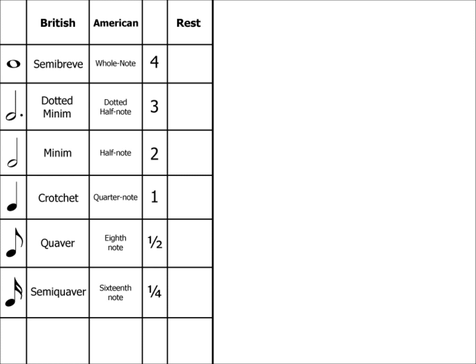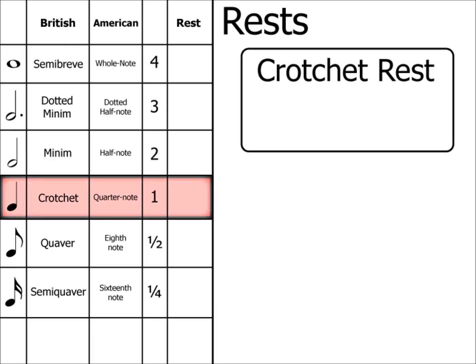Finally, let's have a look at rests. A rest is a symbol that tells the musician to stop playing for a specific time or value. For example, perhaps a composer of a piece for clarinet and piano wants the clarinet to stop playing for the value of a crotchet, or maybe even an entire bar. Music contains symbols which represent silence for a specific value. The rest symbol for a crotchet, which has a value of 1, is this, and you can see that I've added it to the column called rest. And we call it a crotchet rest.